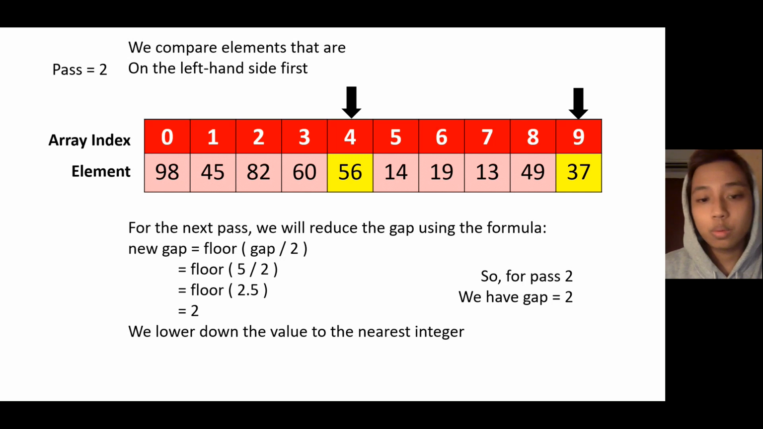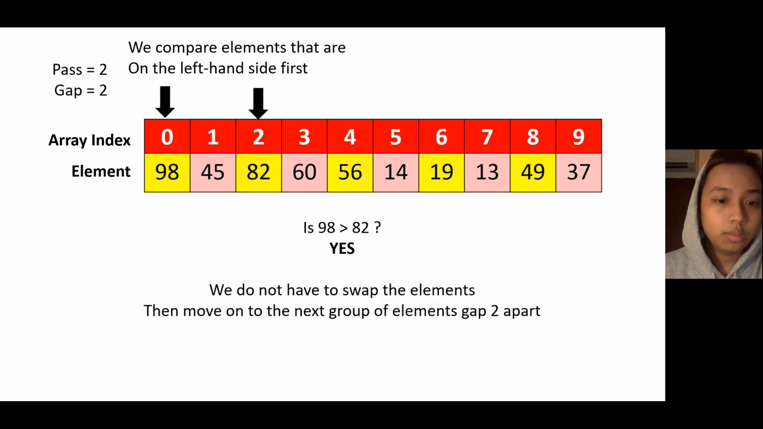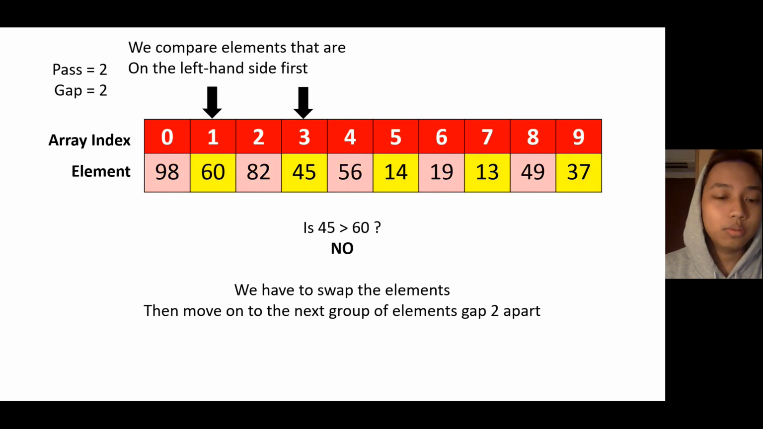For the next pass, we will reduce the gap using the formula here. New gap equals floor of gap over 2, where gap is the previous value from the pass before. So which is 5, and floor of 2.5 will be rounded down to 2 because it's the nearest integer below. So for pass 2, we have gap equals 2. And we continue doing the same method as before, but with elements 2 apart.